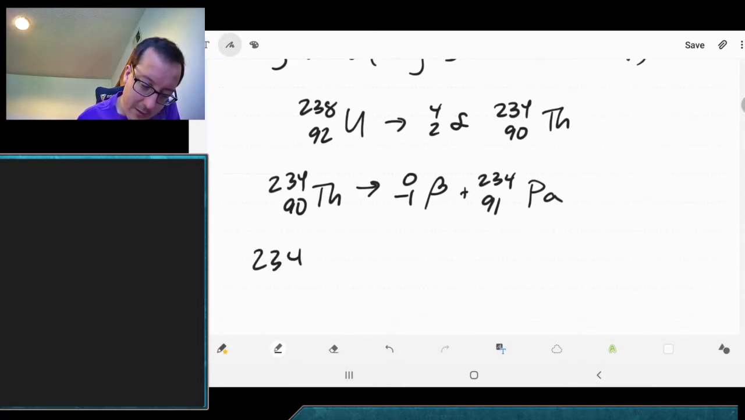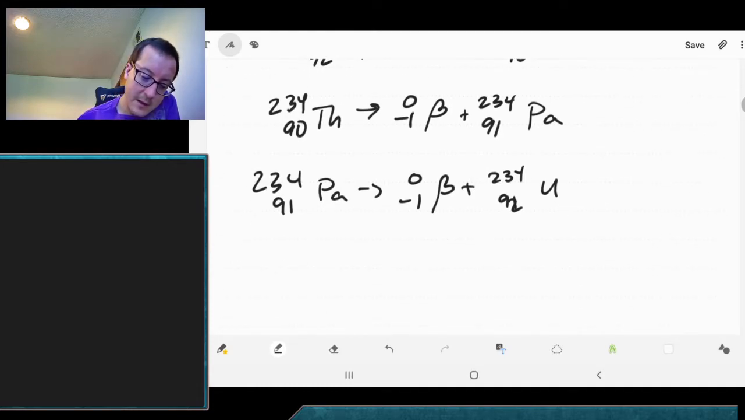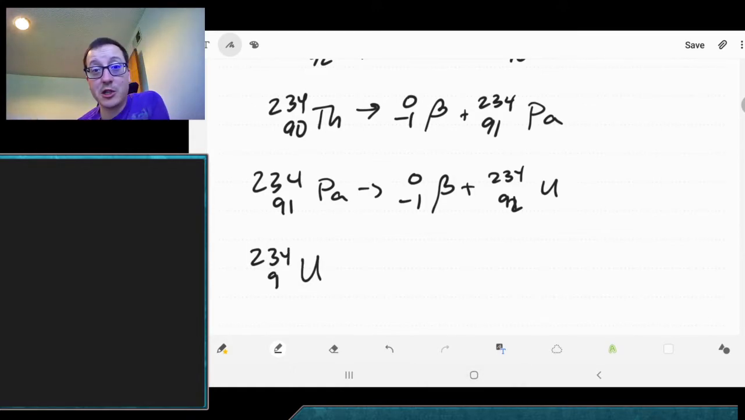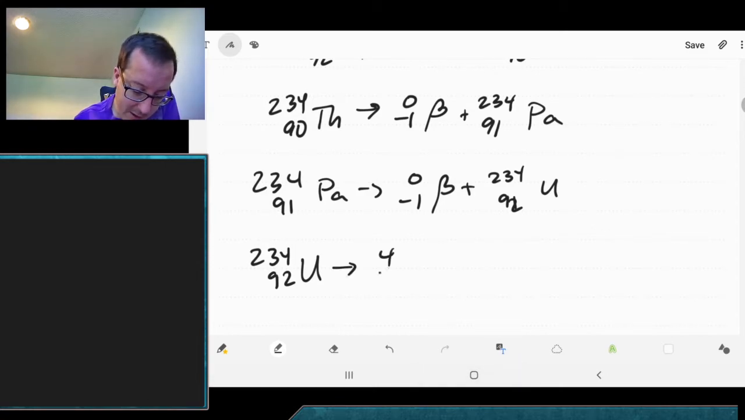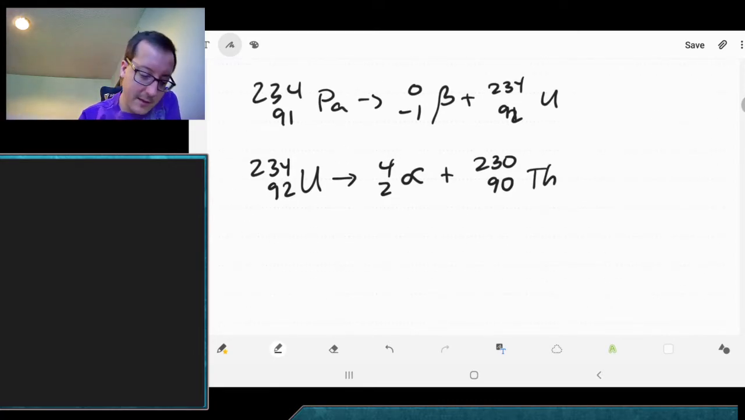Now that one undergoes another beta decay. Now we're at uranium-234, atomic number 92, which is going to go through some more. By the way, I'm going to show you not only the length of this, but also we're going to encounter that radon problem again as we go through this. So now we go back to do a couple of alpha decays. We get back to thorium. This particular thorium is now happy to degrade as is.